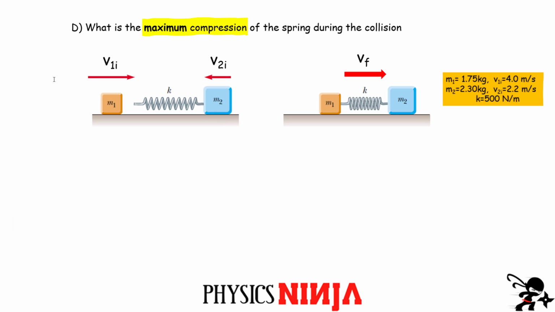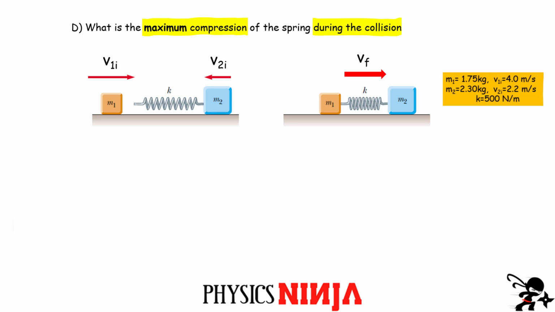All right, the last question I want to do today is, what is the maximum compression of the spring? And again, this clearly has to happen during the collision, right? So we know all the values initially. Now, how do you find the maximum compression? In the previous case, I looked at a case which was during the compression, but how would you find the maximum compression?